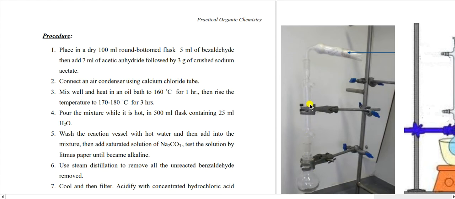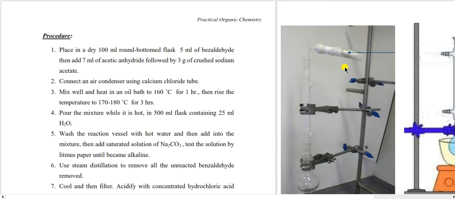So all this glassware should be dry without washing, heated in the oven before using, and connected with the calcium chloride tube. This calcium chloride tube prevents the moisture from moving inside our glassware, which would hydrolyze the acetic anhydride.